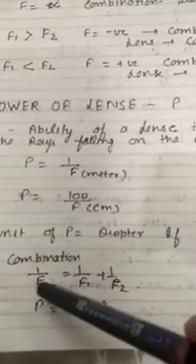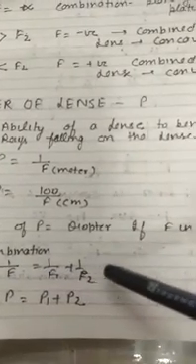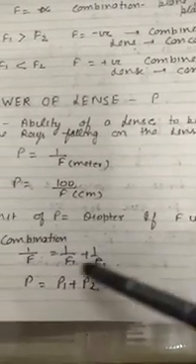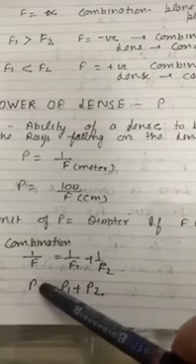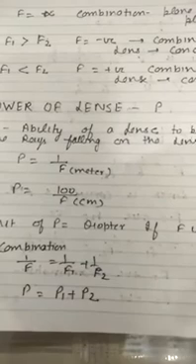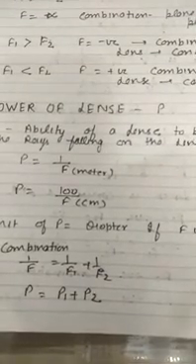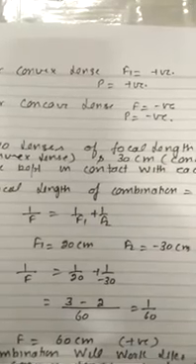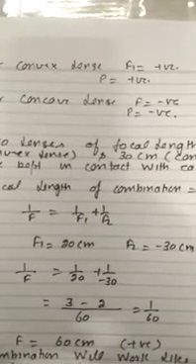And in the combination, 1 upon f is equal to 1 upon f1 plus 1 upon f2, so the power of the combination will be P is equal to P1 plus P2. We can simply add algebraically. If it is a concave lens then the power will be negative, and if it is a convex lens then the power is positive.